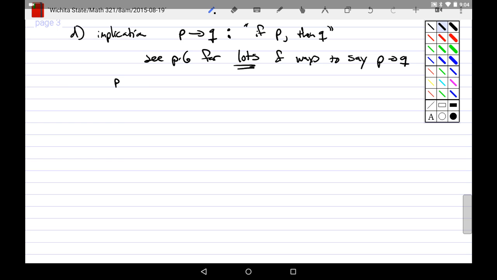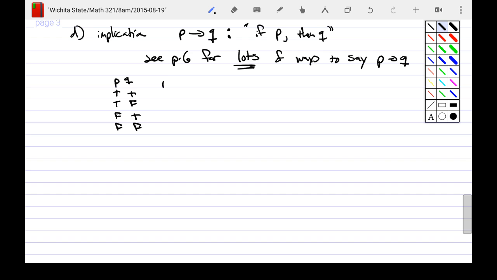Symbolically, again, P, Q: true true, true false, false true, false false. P implies Q. P has been met, Q has to be met. It's necessary. P has been met, Q has to be. If it's not, that means it's false. Would that make sense if you were programming? If this, then do this. Oh, I met it, and I didn't do it. That's bad. That's broken.